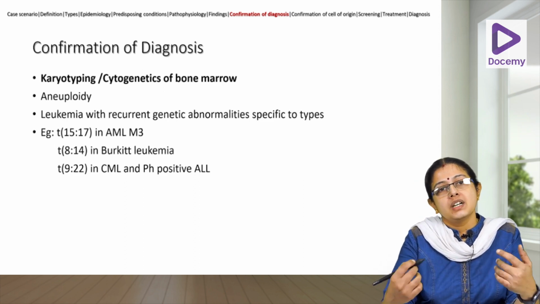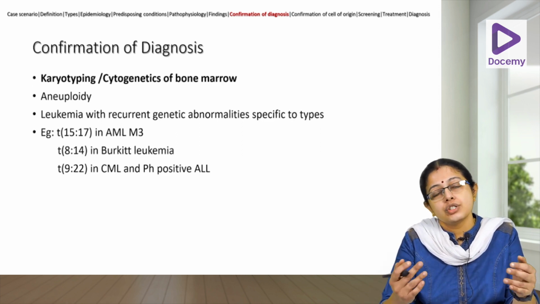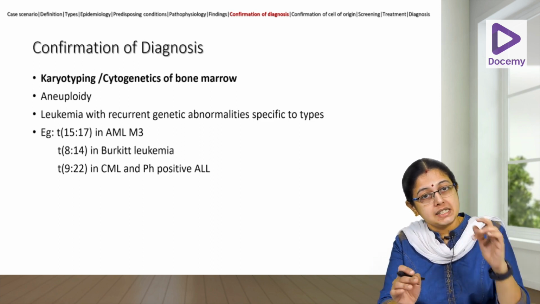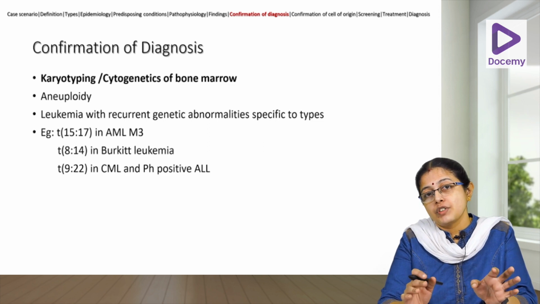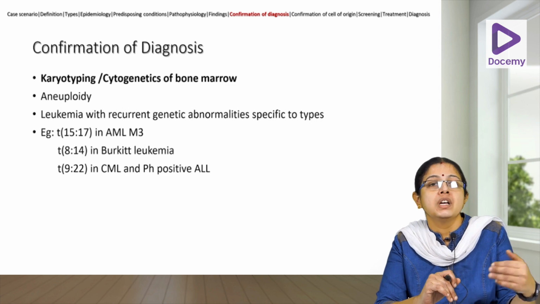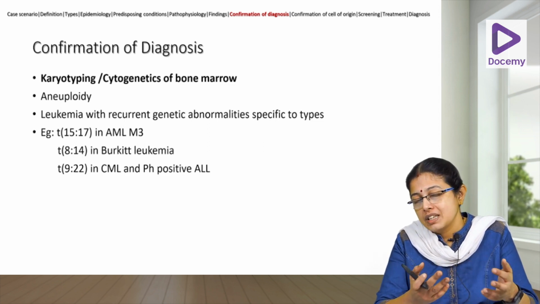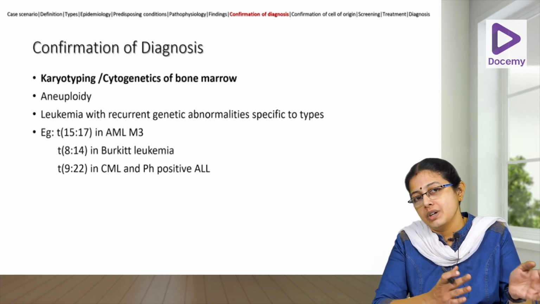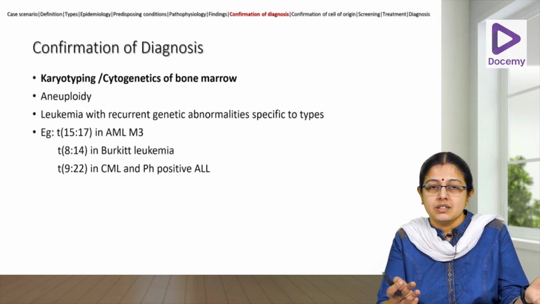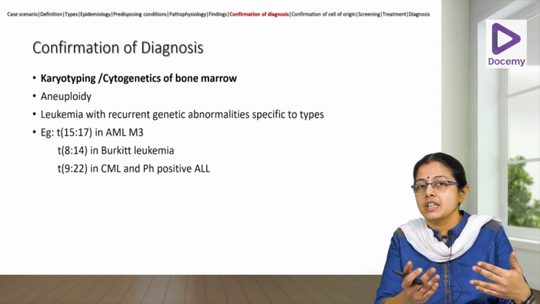Okay. Now, coming to the 9;22 translocation, if the peripheral smear shows all these different stages of the myeloid precursors, and it is suggestive of a chronic myeloid leukemia, presence of a 9;22 translocation will actually help you confirm that it is chronic myeloid leukemia. And if the peripheral smear shows acute lymphoblastic leukemia-like blasts, and then you have a 9;22 translocation, you can understand that it is a Ph positive ALL. So karyotyping is also very important in the diagnosis of leukemias.